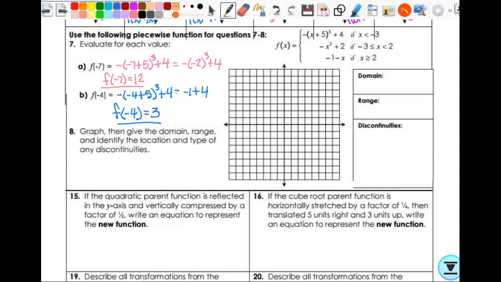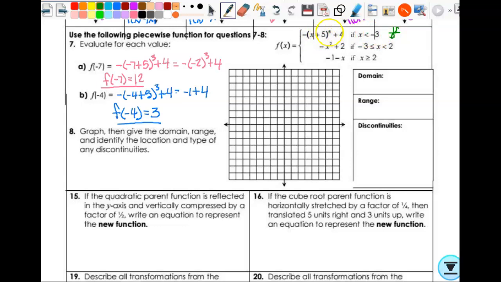Okay, all right. So then I'm supposed to graph this same piecewise function and then give the domain, range, and identify the location and types of discontinuities. All right, so the first thing I need to do is find my endpoints here. So this is a cubic, looks like this. And I'm going to substitute in my negative 3. So negative 3 plus 5 is 2.